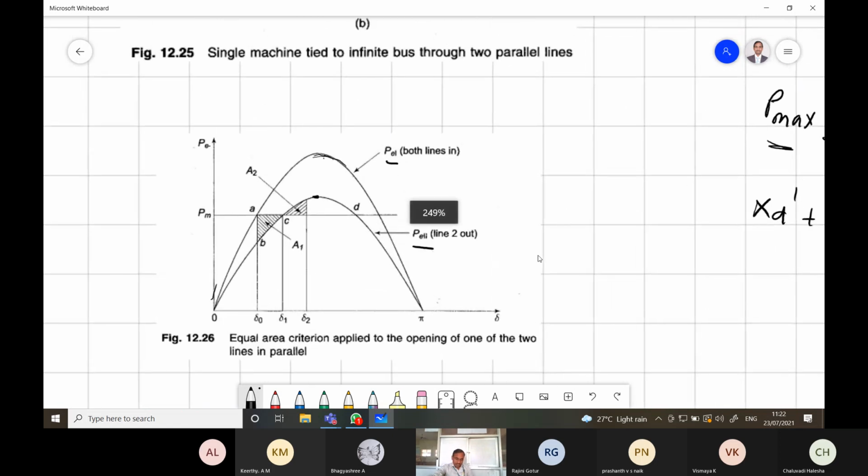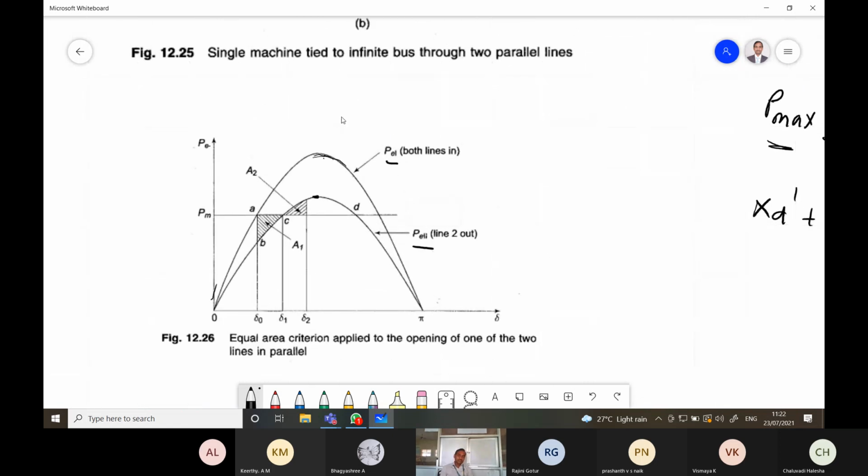Now we will apply the equal area criterion for this. Initially both the values are equal, PM and PE, and the operating point will be at A on curve 1. Whenever one of the lines is opened, your power decreases from point A to point B, because when both lines are operating, your power is on curve 1. If one of the lines is out, your power is reduced from curve 1 to curve 2.